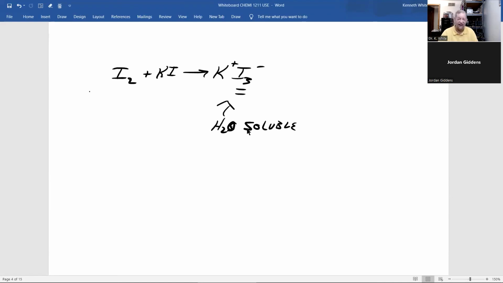Why? Because it's ionic, and water is ionic. And it's easier to put a solid to test something, or make a solution, which you just put a few drops of that on here. Now this solution is a red-brown color.